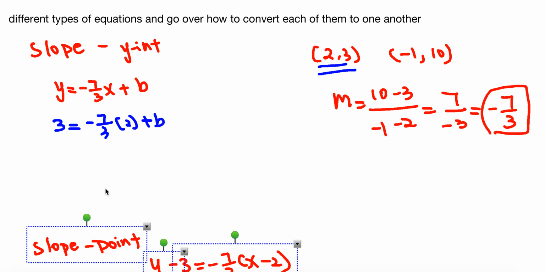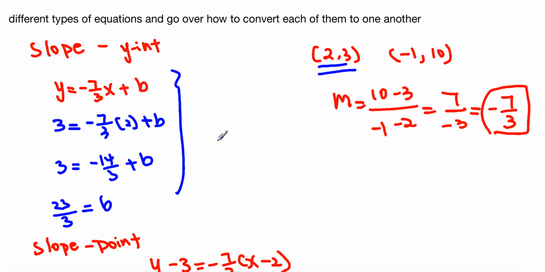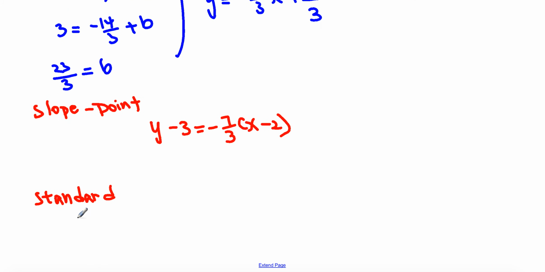Now, here, I'll be getting 3 is equal to negative 14 over 3 plus b. By adding 14 over 3 to both sides to have b by itself, then 3 is 9 over 3, so we get 23 over 3 as our answer. So here, combining these things, y equals negative 7 over 3x plus 23 over 3. Now, either way, how can we figure out the standard equation?